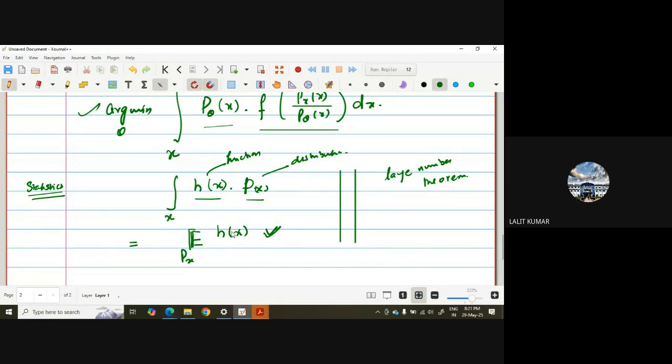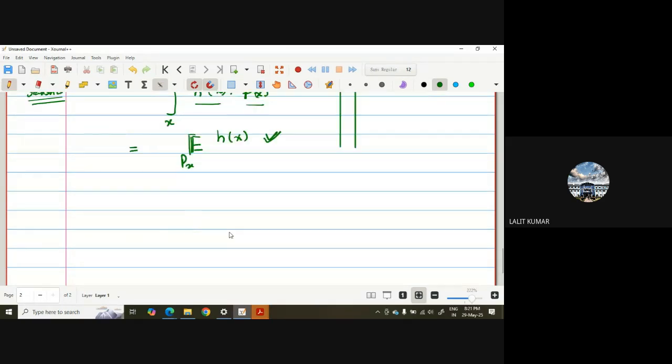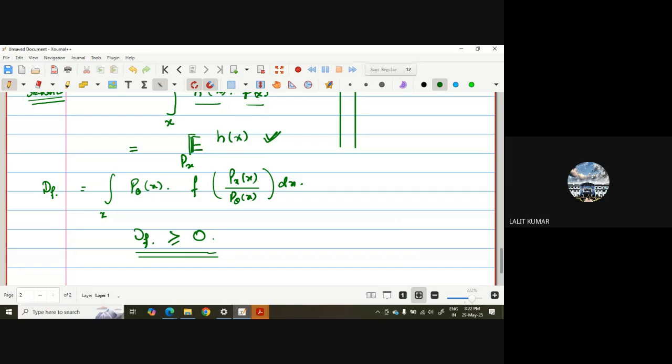Before we go further, I will cover certain characteristics of this D_f and this function. D_f, I have mentioned, is the integral over x of p_theta(x) times f of the p_X and p_theta distributions, dx. There are some characteristics of this divergence measure. Number one, the minimum value of this D_f is always 0, so it will always be greater than or equal to 0, because the difference between p_X and p_theta cannot be negative. So this is one property.